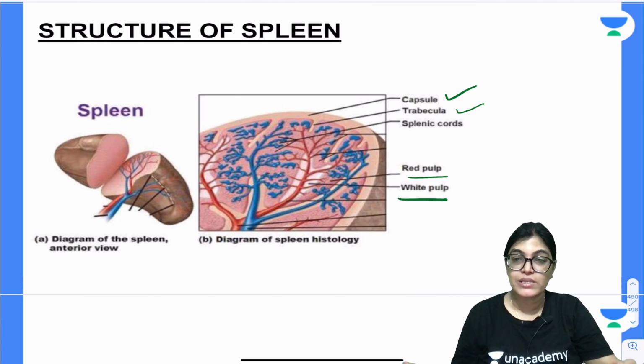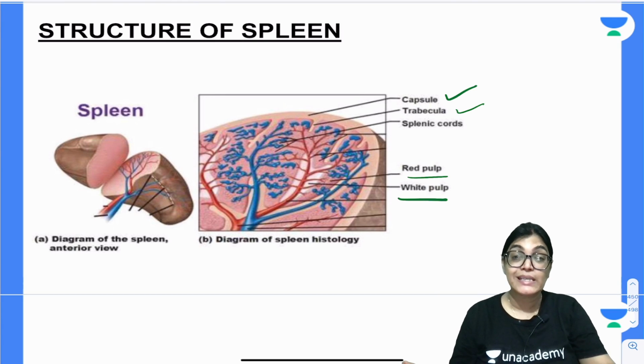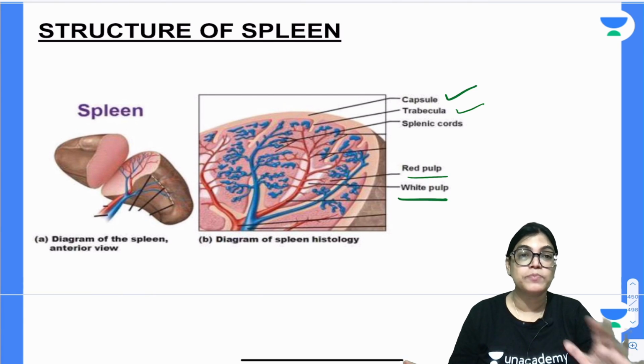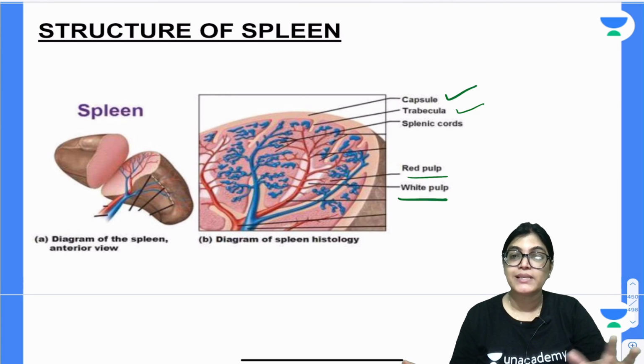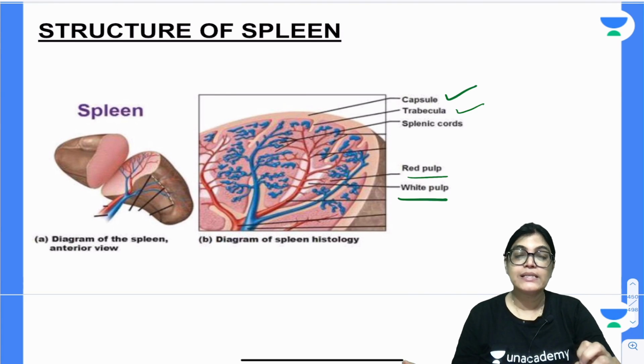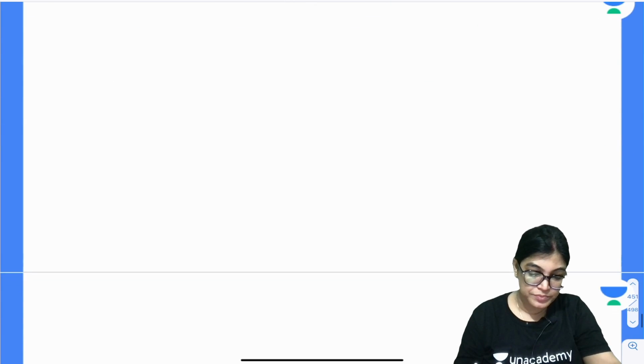What do you mean by the word sinusoids? Now, a capillary which is having fenestration, discontinuous endothelium and basement membrane, which is highly permeable, is called a sinusoid. So, splenic sinusoids are residing in the red pulp along with the plasma cells, macrophages and all, and this constitutes the red pulp part of the spleen, and the white pulp is having the lymphatic aggregation.